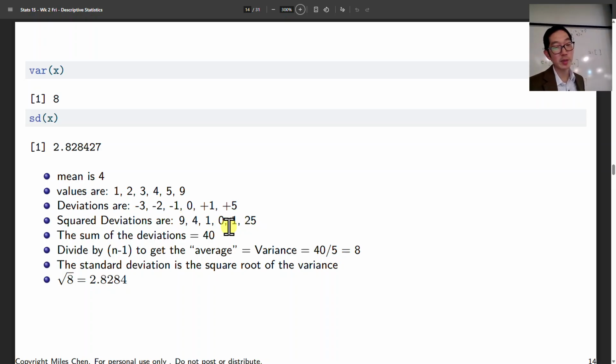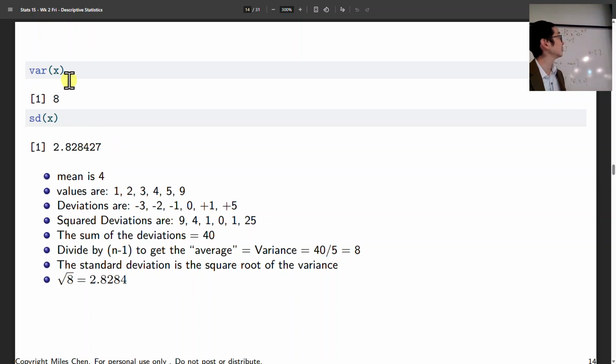And if I add them up, I get 40. Basically, I want to take the average. Normally, if I said take the average squared deviation, you would add these up and divide by 6. But for our sample variance, we're going to take this and divide by 5. And so my variance ends up being 8. And the square root of that is my standard deviation. The square root of 8 is 2.828.